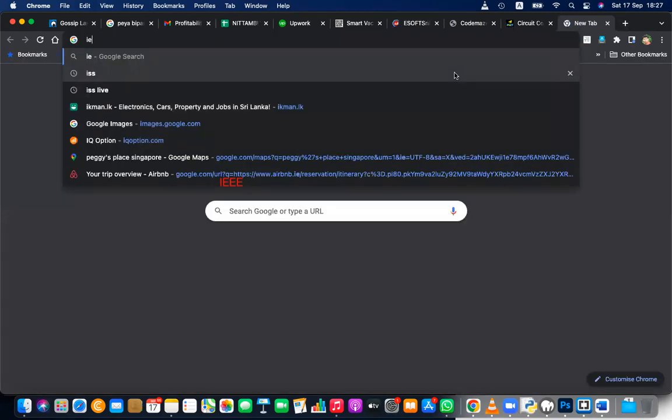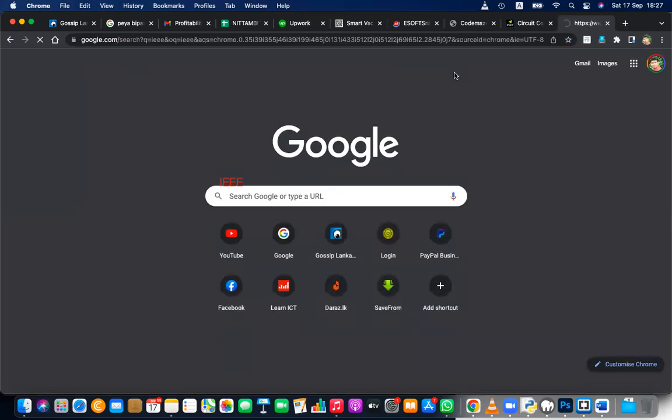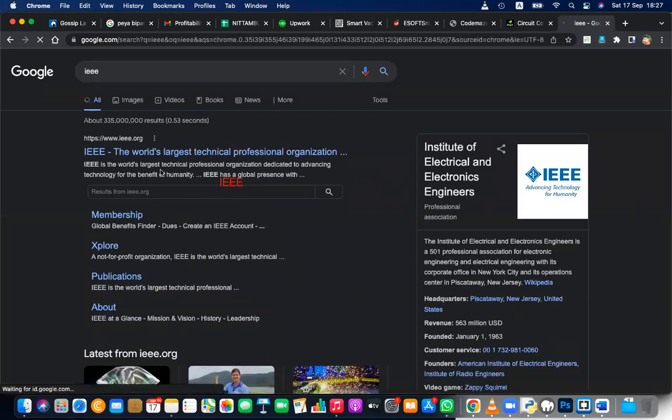So IEEE, Institute of Electrical and Electronic Engineers. That is the world's largest technical professional organization dedicated to advancing technology for the benefit of humanity. So this is basically the largest engineering society in the world. And you can see the Institute of Electrical and Electronic Engineers is a professional association.